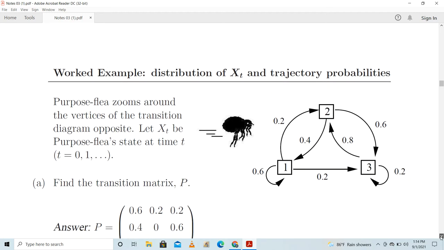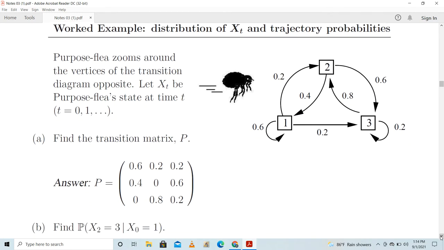So let's do a worked example. This is a flea example. You can see this flea is reaching three states and the transition diagram is given here with the probabilities. So the first question is, we have to find the transition matrix. We know in stochastic processes, the transition matrix is denoted by P. Here we have three states, state 1, state 2 and state 3. So for the rows and the columns, you have to get three states. So the transition matrix is a 3 by 3 matrix.